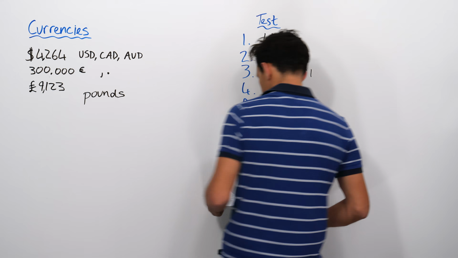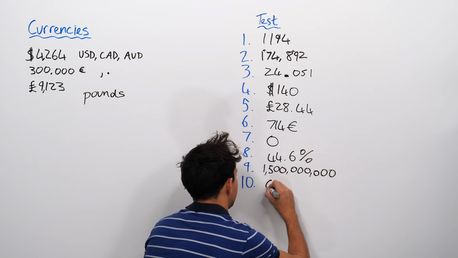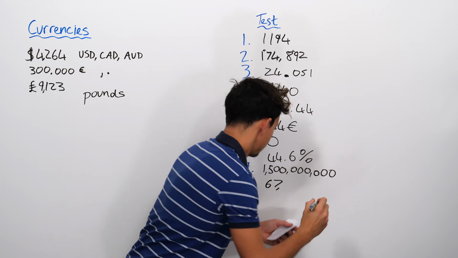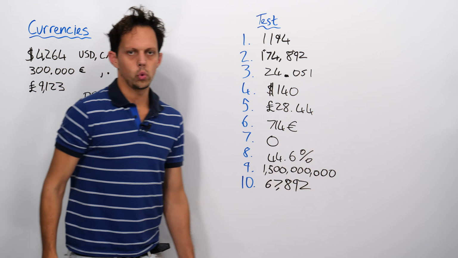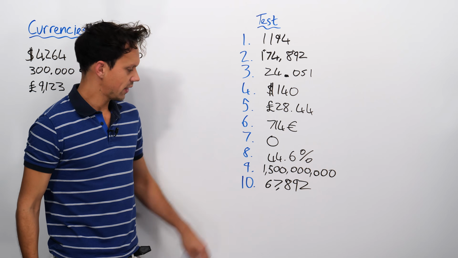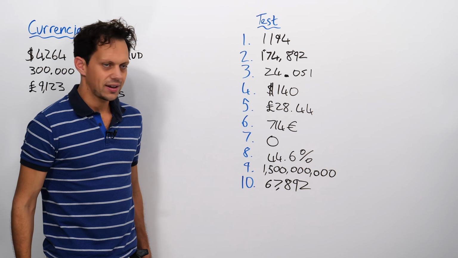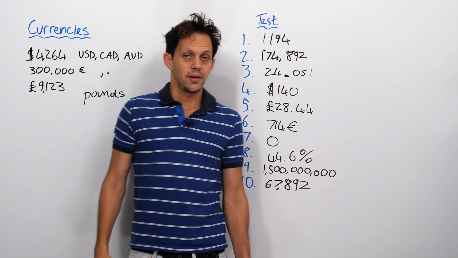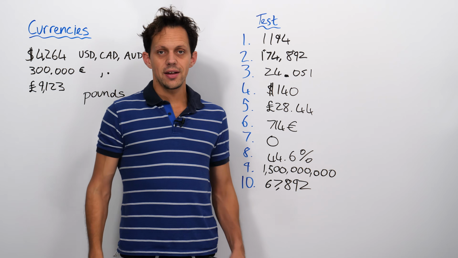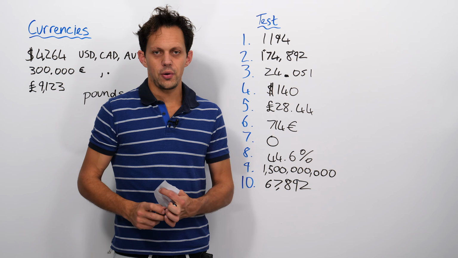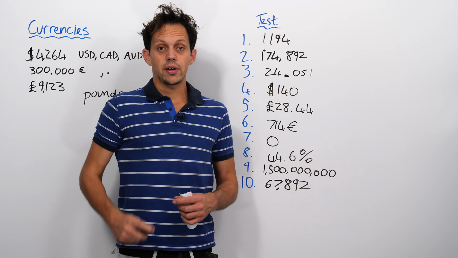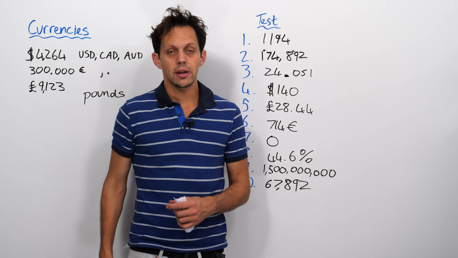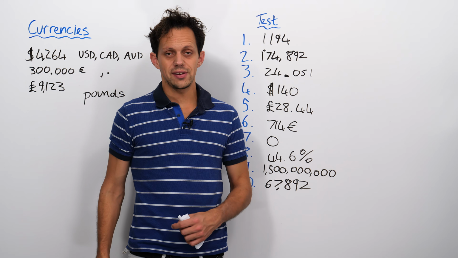And then number 10, we had 67,892. Add them up. What do you get out of 10? Okay. I would strongly recommend that you guys have a go at doing the quiz now. Should be very useful for today's lesson.